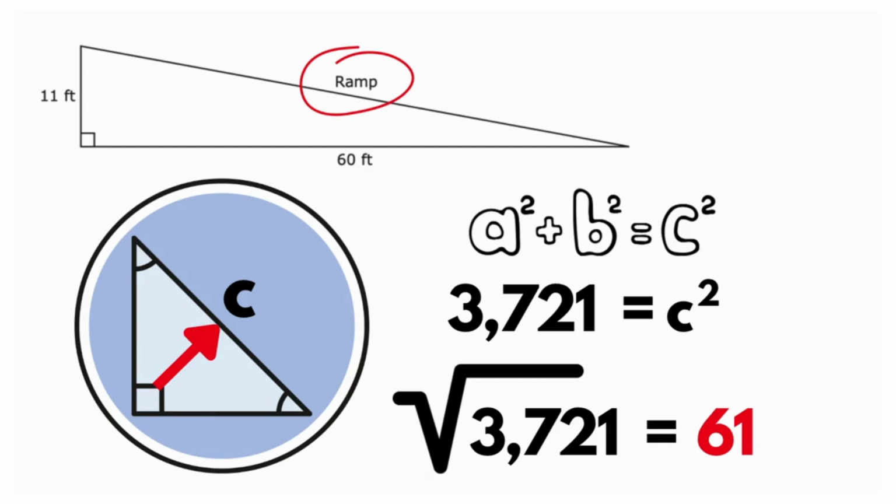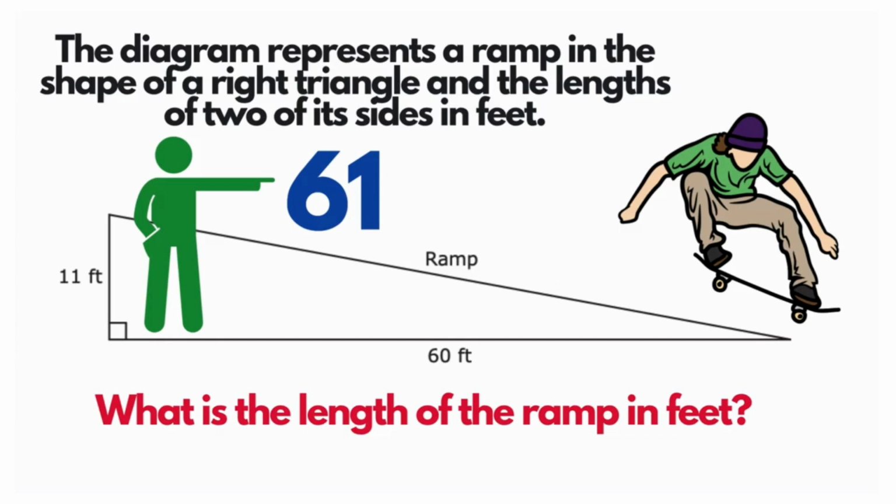And that makes sense because the C, the hypotenuse, which is our ramp, has to be the longest side. It's one of the rules of the hypotenuse. 61 is longer than 60 and 11. So when we look at our answer, what is the length of the ramp in feet? 61 feet.